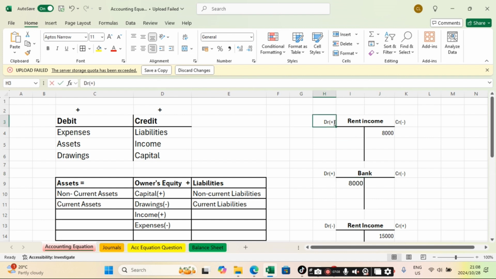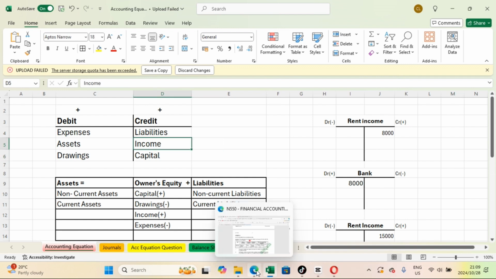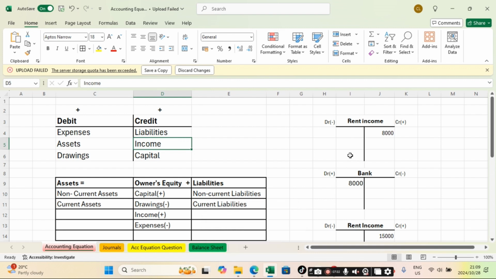Okay, let me just change the signs. So this is how it's supposed to be, because we know our rent increases on the credit side, because rent is part of our income. We are increasing on the credit side. Looking at these two accounts, I said that our bank is an asset. So bank, is it increasing or decreasing? Our bank is increasing with 8,000.